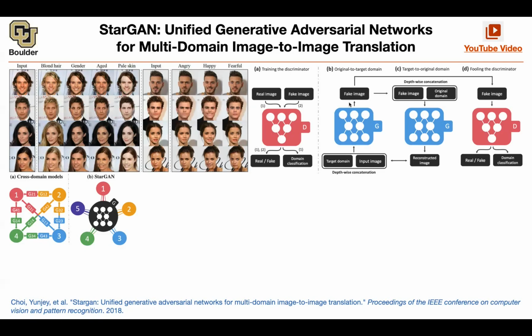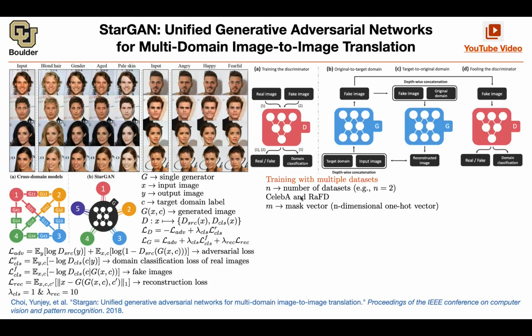But then it's a matter of training it. You take that fake image, show it to your discriminator, and your discriminator needs to say if it's real or fake, and at the same time classify it. And then we saw this idea of cycle consistency. If you take the fake image and give it the original domain, the reconstructed image should match the original image. The rest of it is just math.